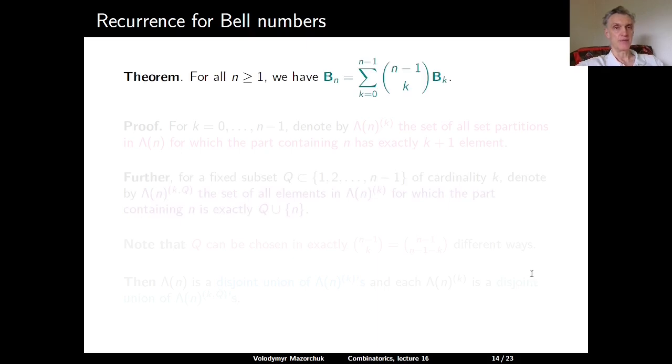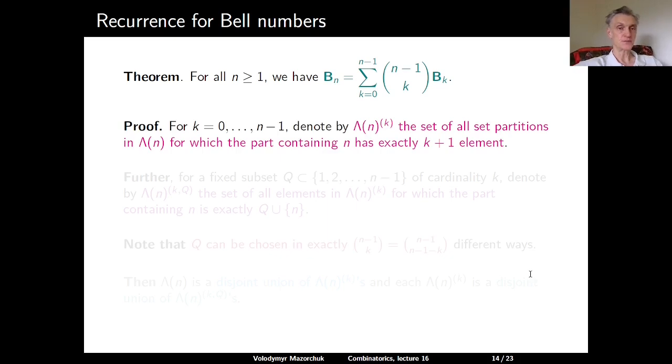Theorem: Bell numbers satisfy the following recurrence. For all n greater than or equal to 1, B_n equals the sum over all k from 0 to n minus 1 of the binomial coefficient (n minus 1 choose k) times B_k. Proof: for each k between 0 and n minus 1, let us denote by Λ(n)^k the set of all set partitions in Λ(n) for which the part containing n has exactly k plus 1 elements.